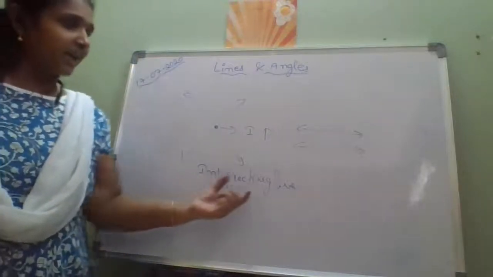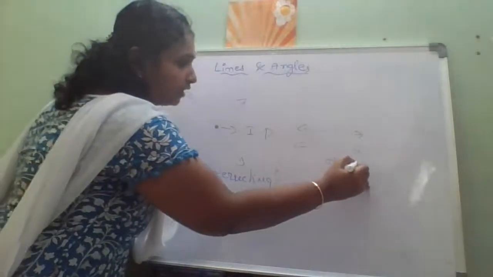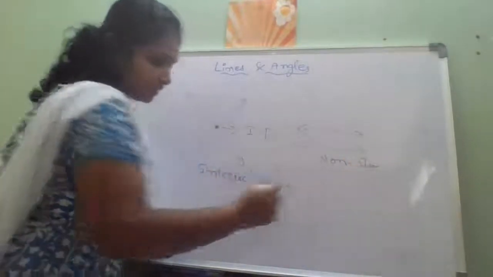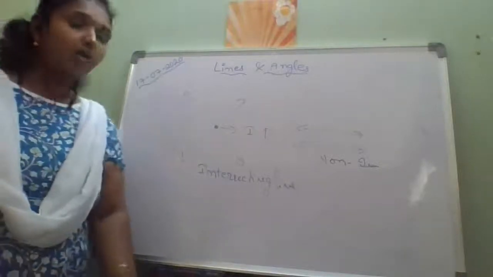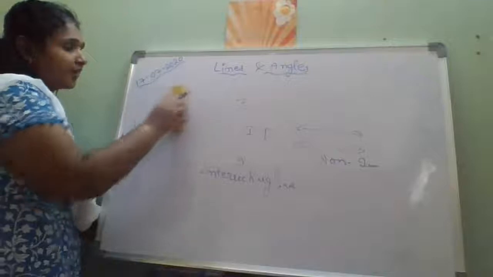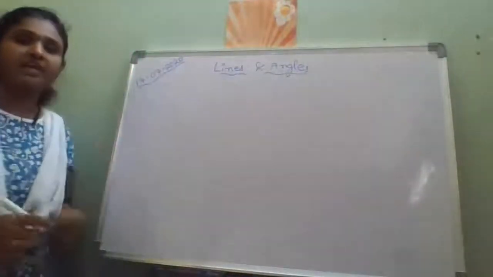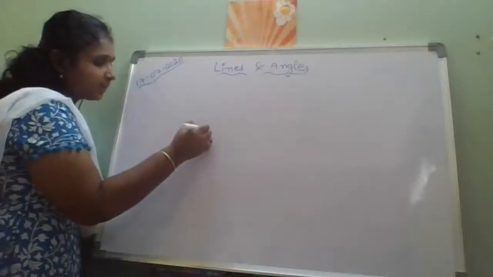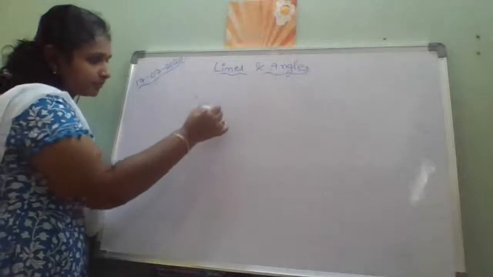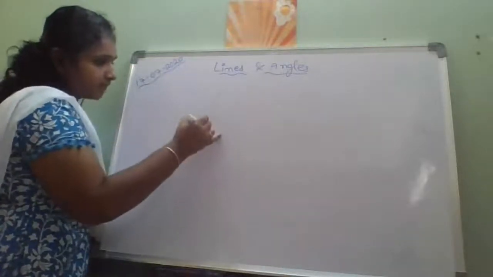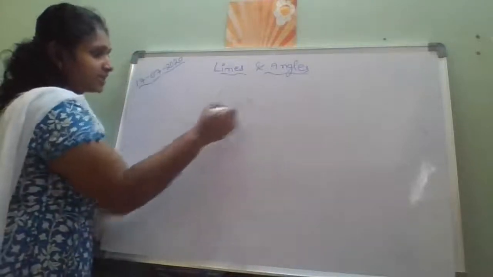Okay, intersecting lines. These are non-intersecting lines. Okay, next. Concurrent lines. See, for example, using a single point, how many lines we can draw? Infinite. We can draw infinite lines.